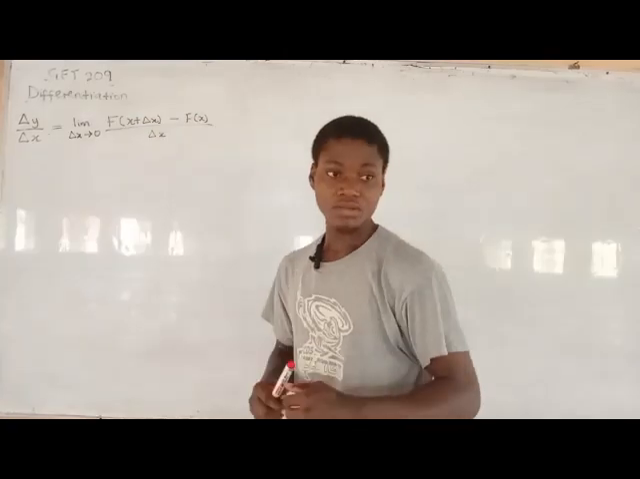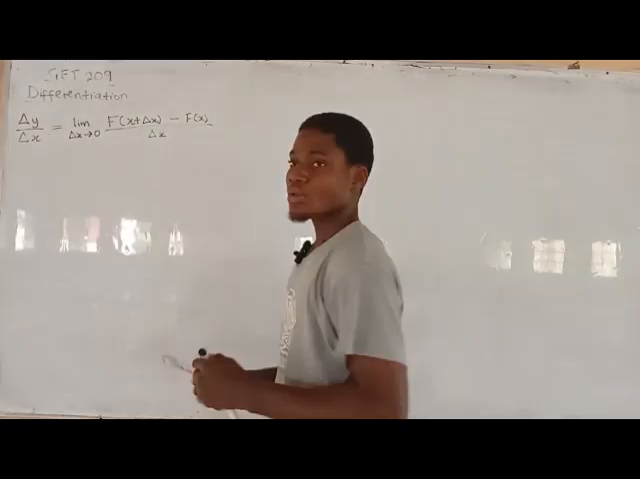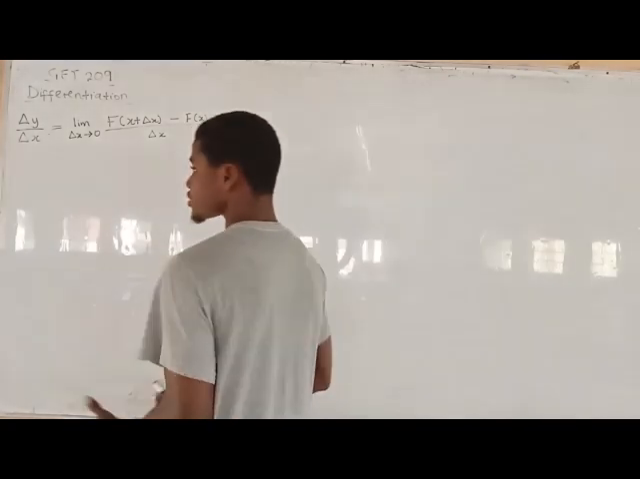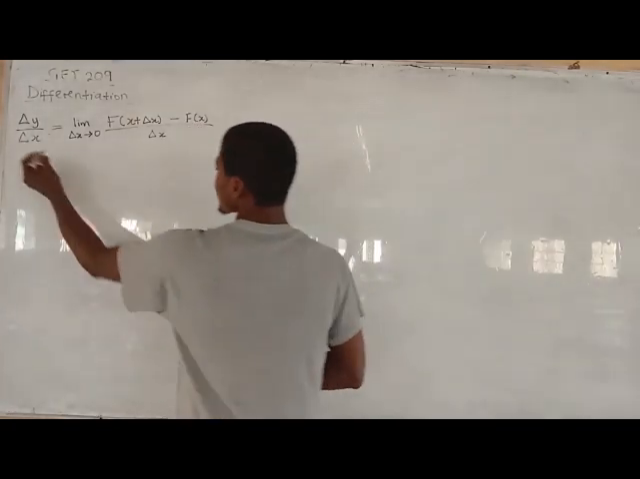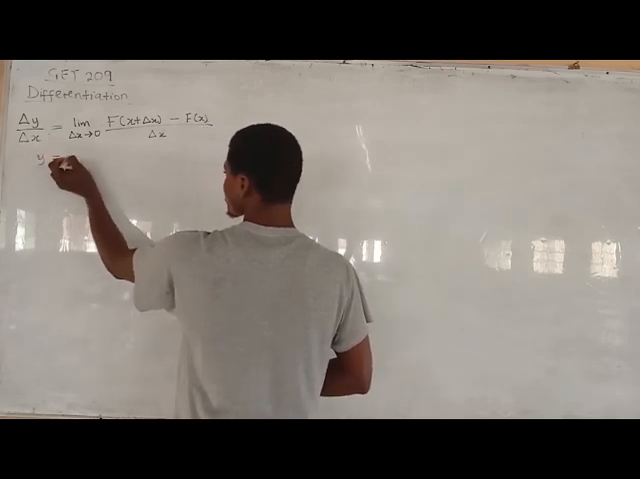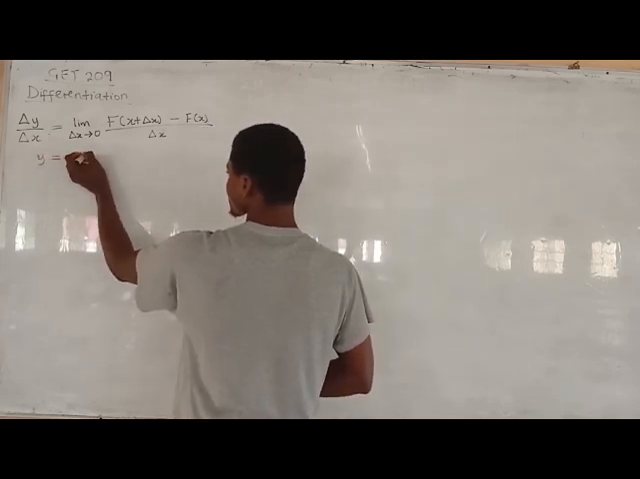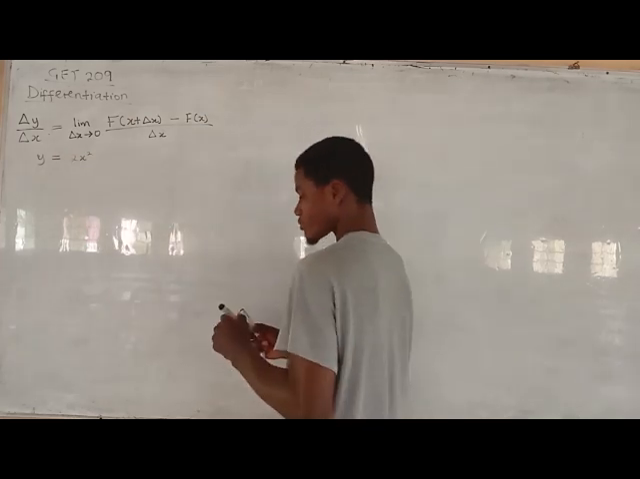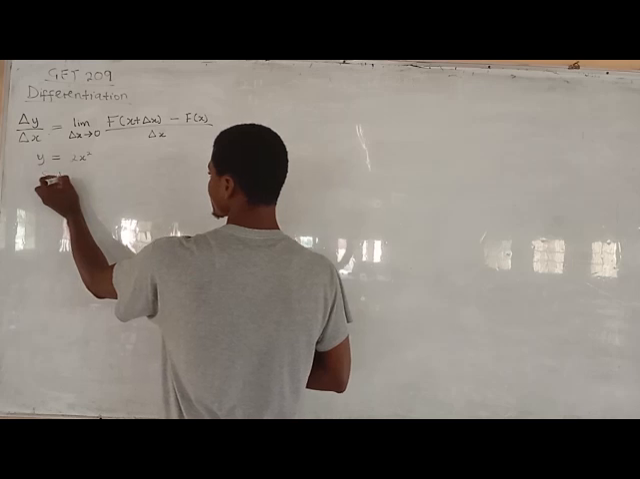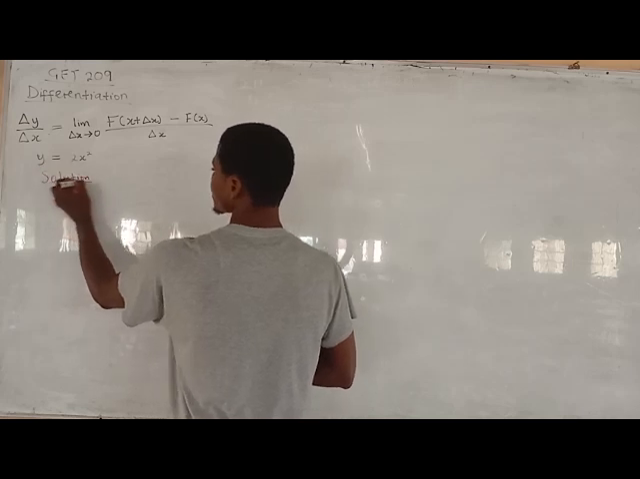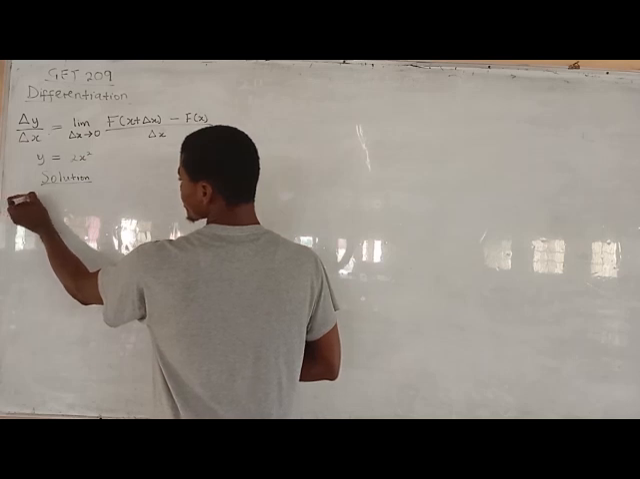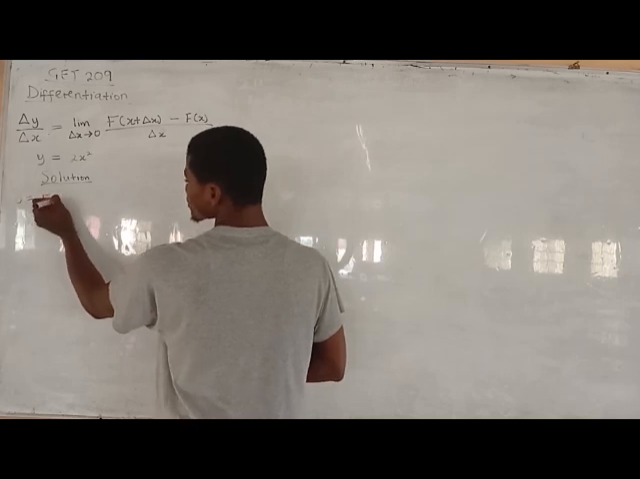So that's the formula. Given this formula now, if we are given any function or any equation, it is generally known as a function. If we are given a function such that y equals 2x squared, for us to solve this, we need to say solution, okay? In our solution, we say y equals a function of what?